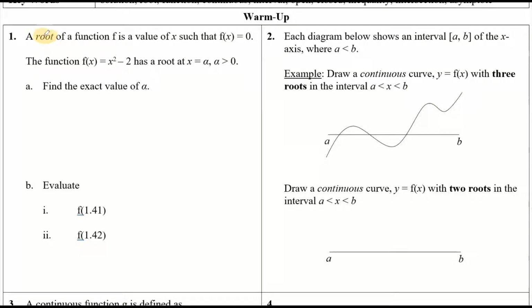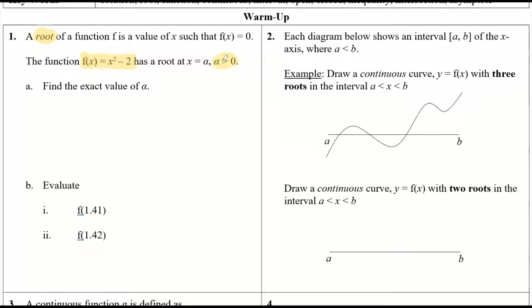Now, the function f of x equals x squared subtract 2, as our first case, has a root at x equals alpha. Okay, so the value of the root is called alpha. That's all we know about it so far. The other thing we know, though, is that it's a positive value. We have to find this value of alpha.